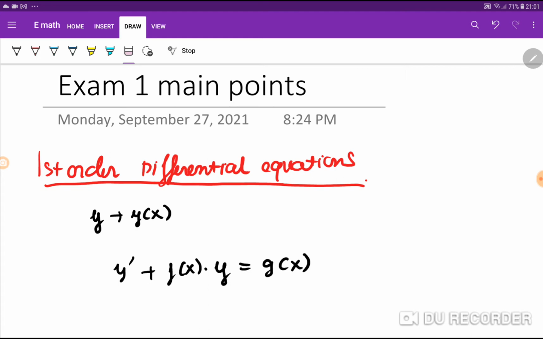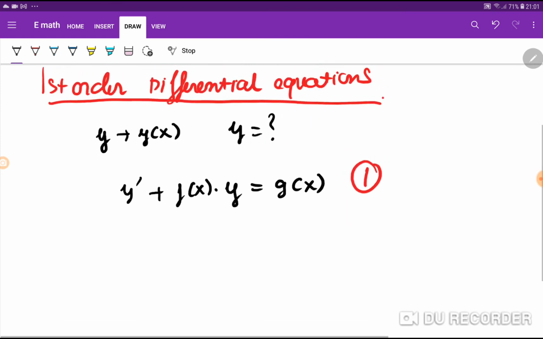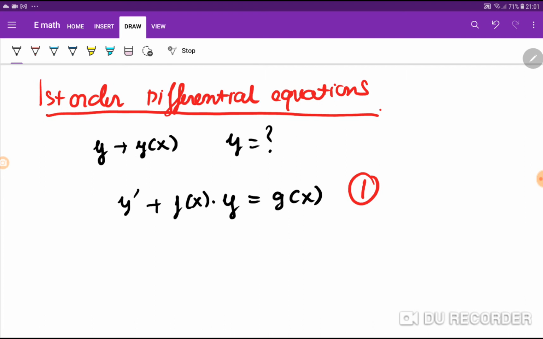So the first differential equation we learn how to solve is the first order differential equation. You have this form, like equation 1 right here. So y is a function of x, and we have y prime plus f(x) times y equals g(x). And we need to find y. What is y? Okay. So how do you solve this? It's really interesting. People can teach you different motivation to solve this.